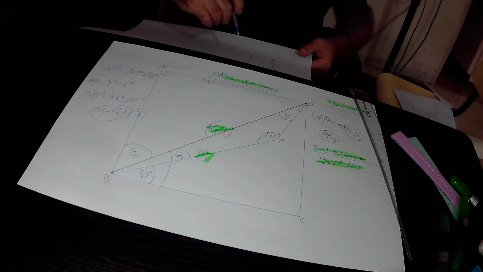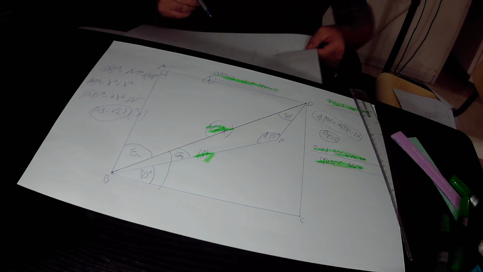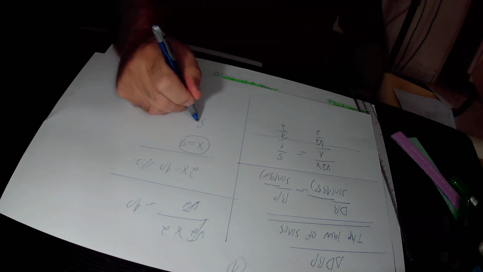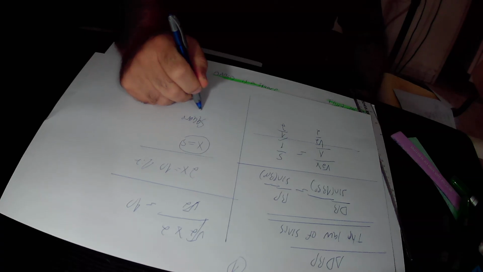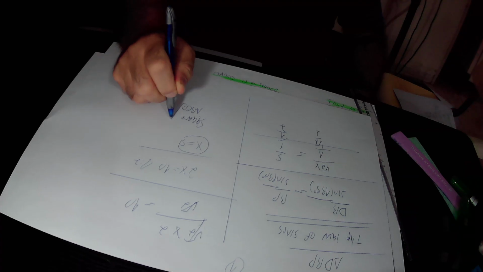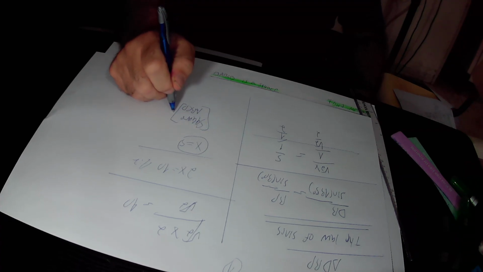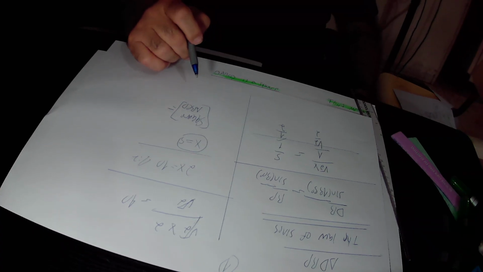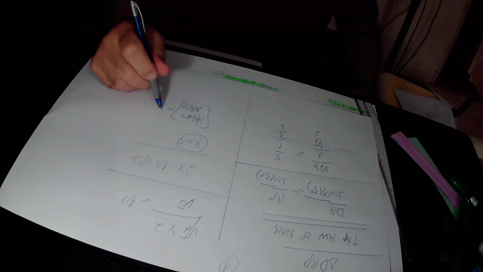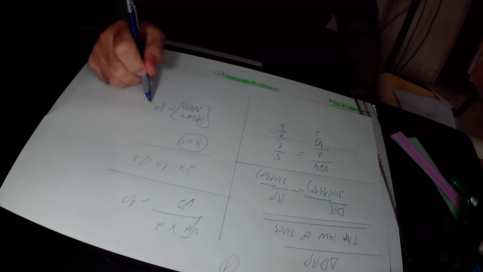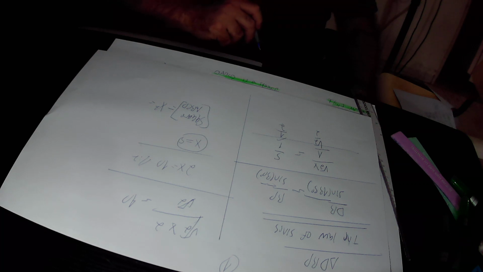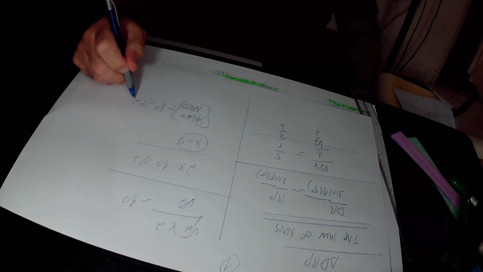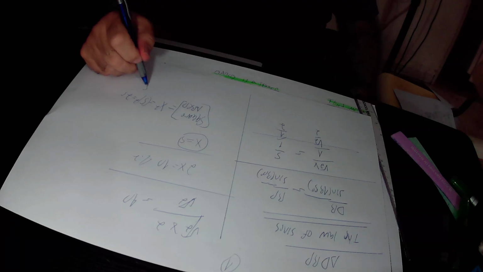X is the side of square ABCD. The task is to find out the area of this square ABCD. We know that the area of any square equals the length of one side squared. The length of one side is x, therefore the area is x squared. The area of square ABCD equals x squared. X is 5, therefore x squared is 5 squared, that is 25. 25 square units.